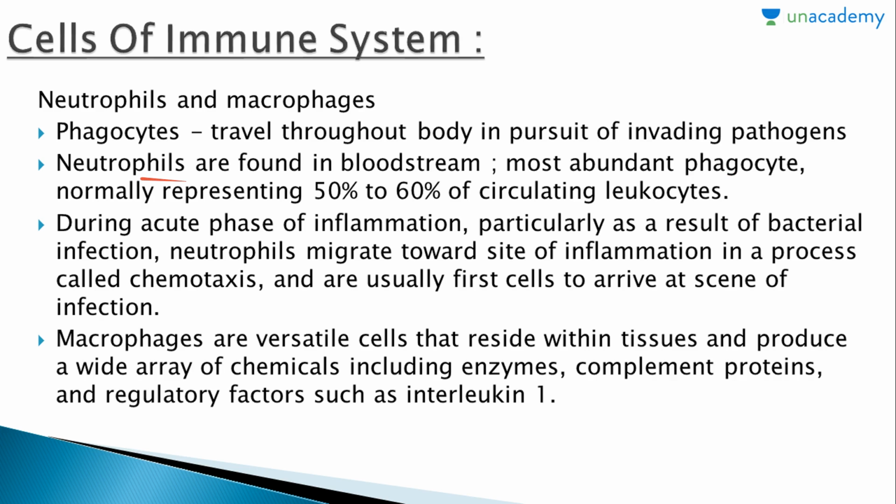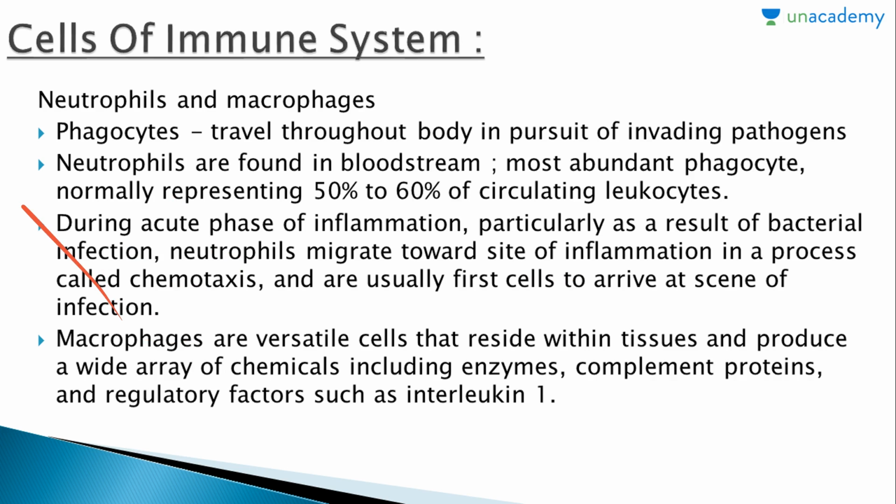Next, the neutrophils are found in the bloodstream, the most abundant phagocyte, normally representing 50 to 60% of the circulating leukocytes. During the acute phase of inflammation, particularly as a result of bacterial infection, neutrophils migrate towards the site of inflammation in a process called chemotaxis, that is chemical identification, and are usually the first cells to arrive at the scene of infection.